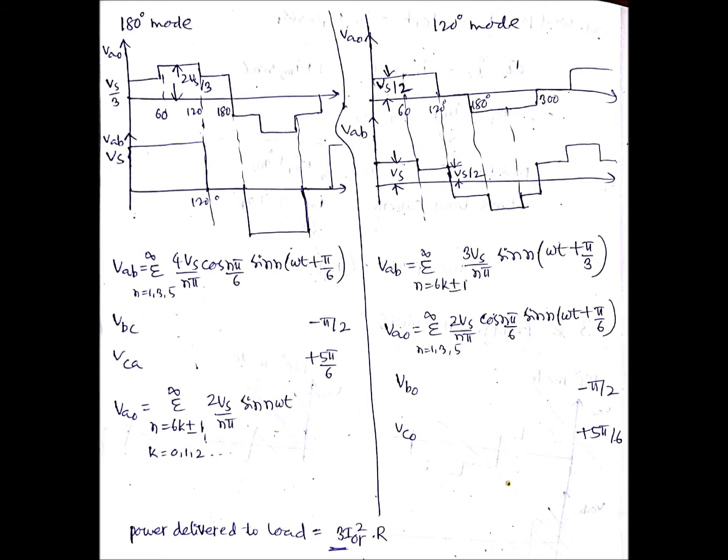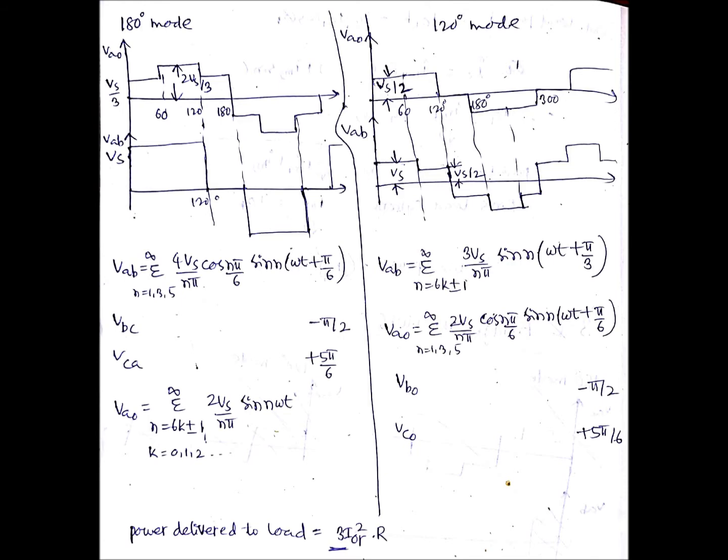In case of 180 degree mode, the phase voltage of A, that is VA naught, is as shown there. There are two levels in the positive half, and in the negative half also there are two levels. One is Vs by 3 and another one is 2Vs by 3. For each 60 degrees, the voltage is going to vary by one level.